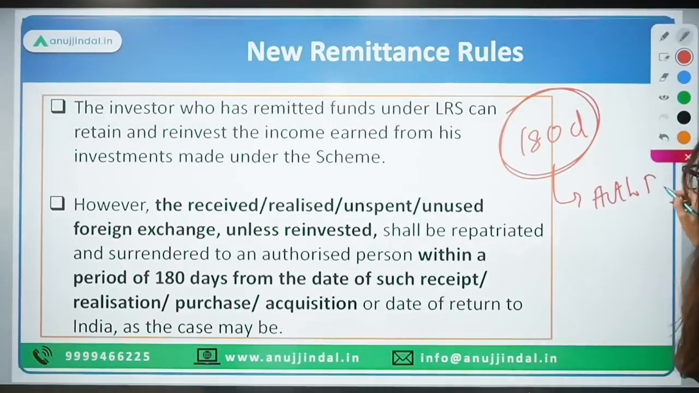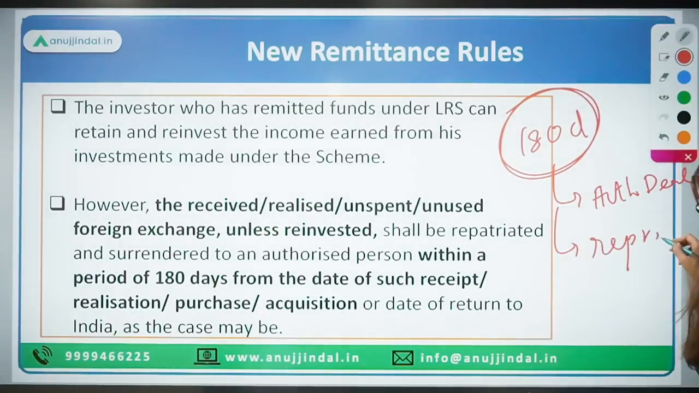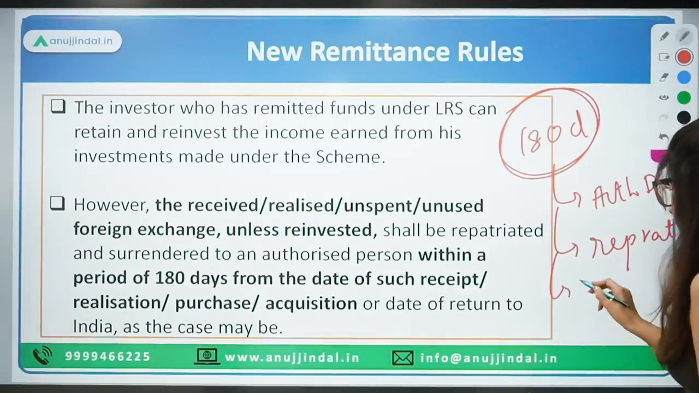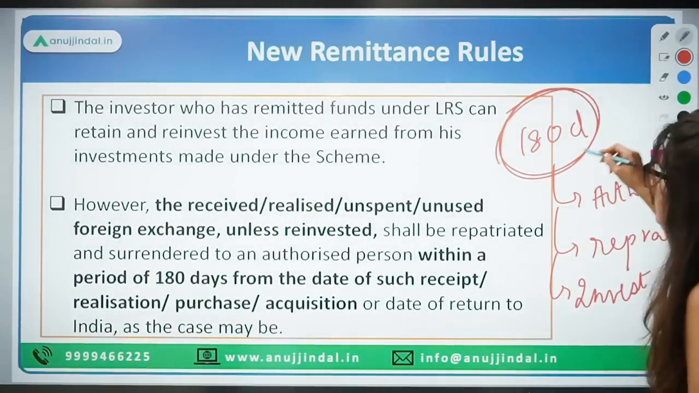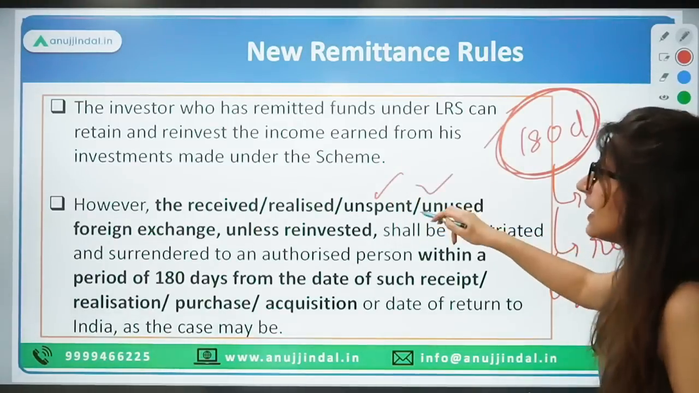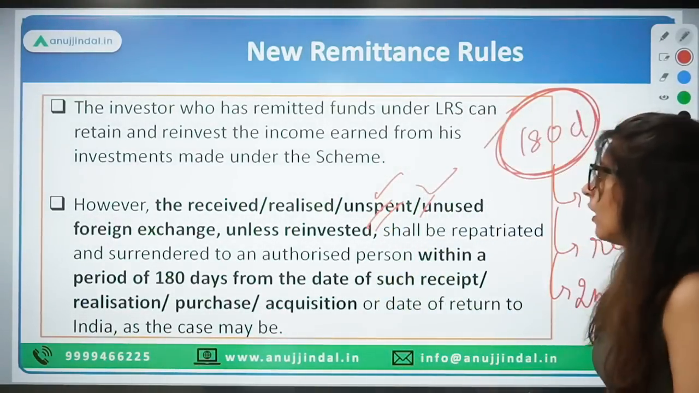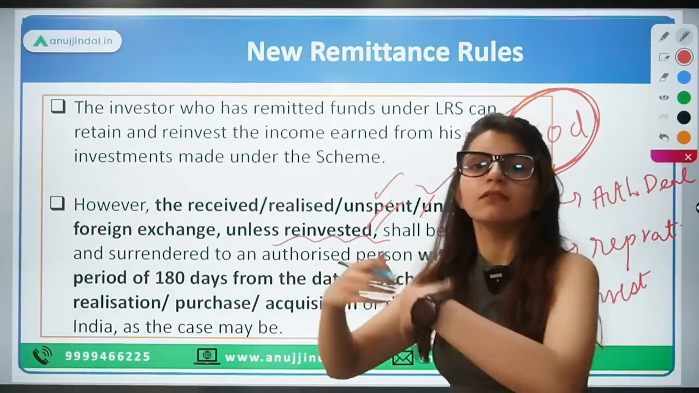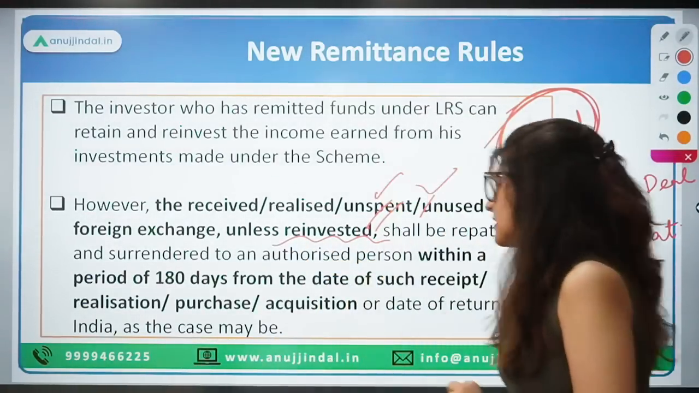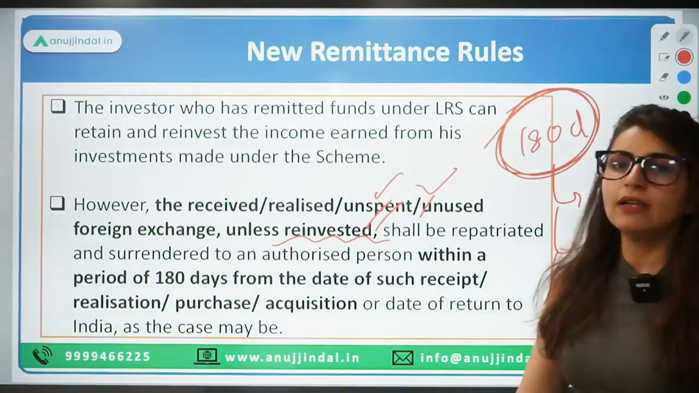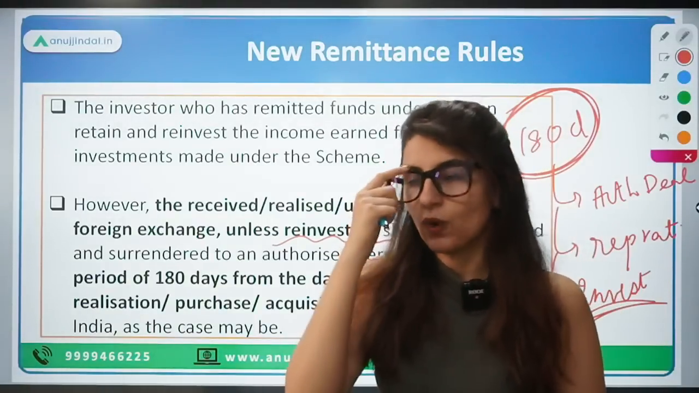Then you have to either send it to the authorized dealer, or repatriate it back, or invest it. Either you invest within 180 days if there is any unutilized, unspent foreign exchange money, or it is to be reinvested. Either you reinvest it in any investment, or you have to give it back to the authorized dealer within 180 days.